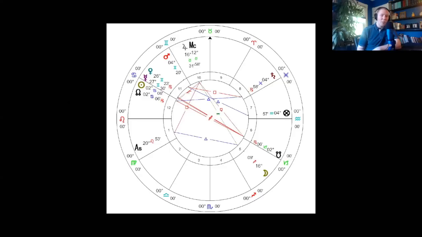And so one of the hardest things about reading a chart is that people typically come in with this assumption that the chart has some great promise for me in terms of a very special and exciting and really fulfilling career path or professional path or something like that.